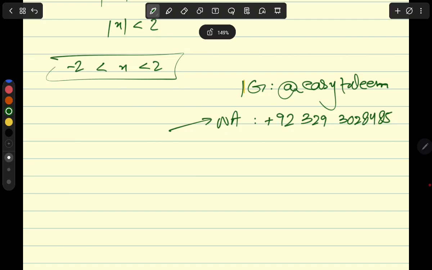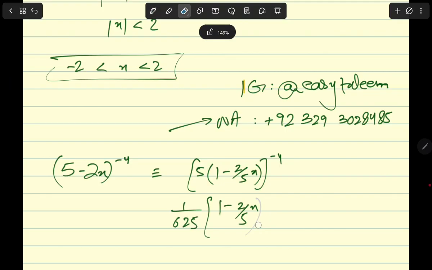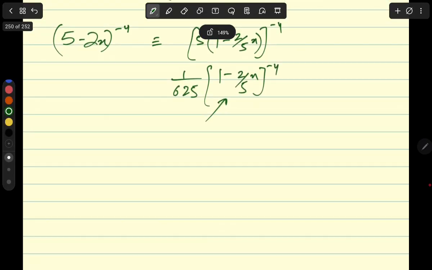So now, can you already see a pattern? If I see 5 minus 2 to the power x, all to the power of -4, we are doing another example, so what we have to do is first factor the 5 out. So this is going to become 1 upon 625, and then 1 minus 2 upon 5 to the power x, raised to the power of -4, and then you expand it in the same manner using the P3 formula that I wrote above.